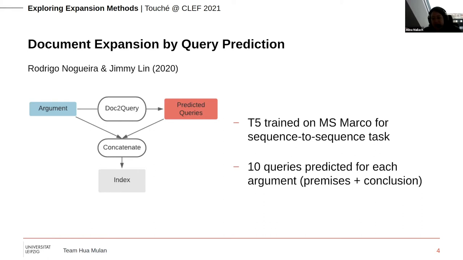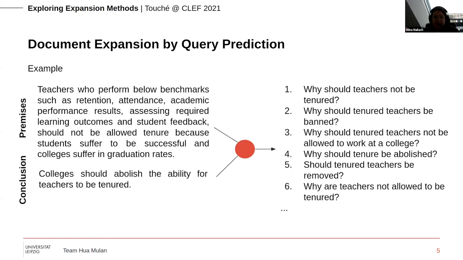For each of the arguments, we generated 10 queries, and the argument consisted of the premises and conclusions. So this is an example of how one of the arguments was expanded. In this case, it was about tenure for teachers at universities and or schools. And on the right side, you can see the queries predicted by T5, which were very closely related. So if a user is actually searching for an argument for or against tenure in a teaching context, we could expect those queries to be actual relevant queries by a user.